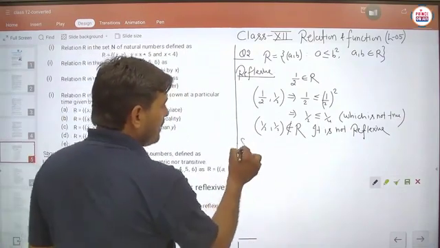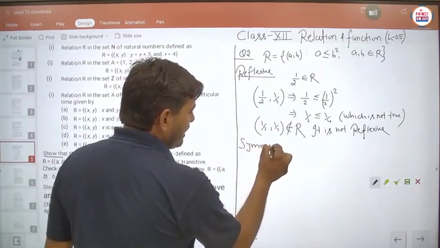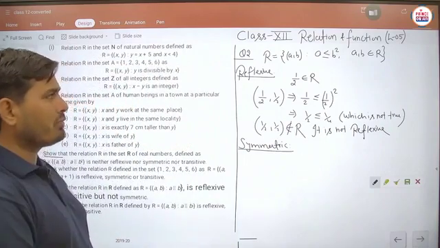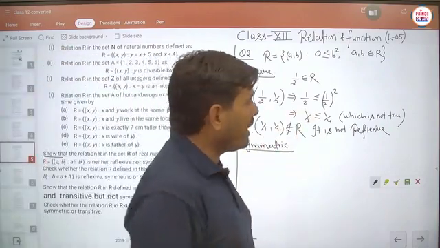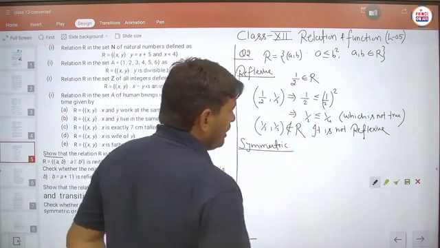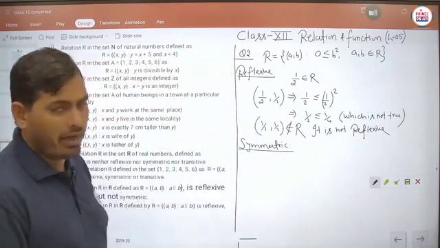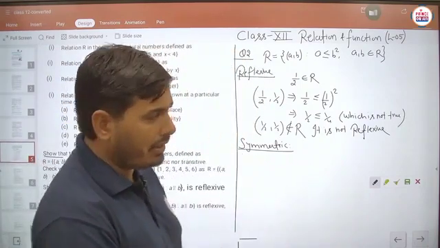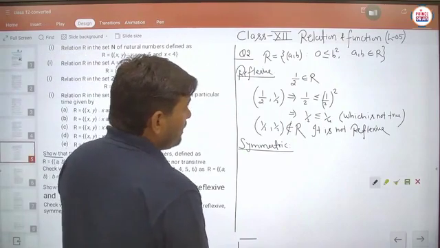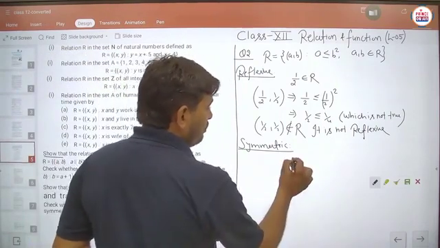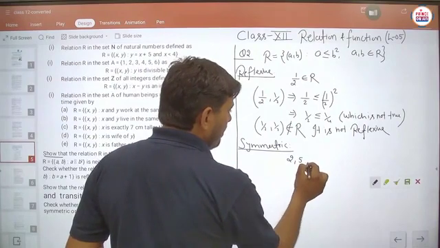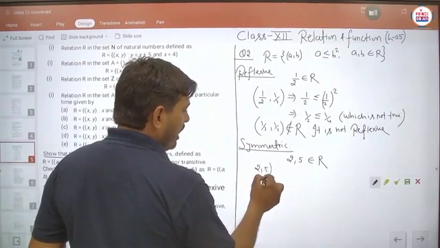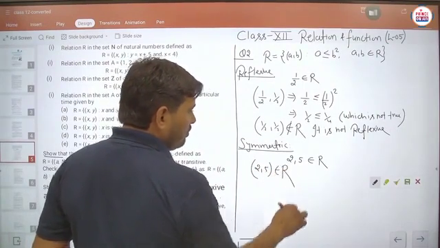Similarly, we will check the second part, which is symmetric. We will check the symmetric nature of this relation. Again, suppose we take any two numbers a and b, then for the symmetric part we have to check for (b, a). Is it clear? So suppose we check (2, 5), where 2, 5 belongs to R.